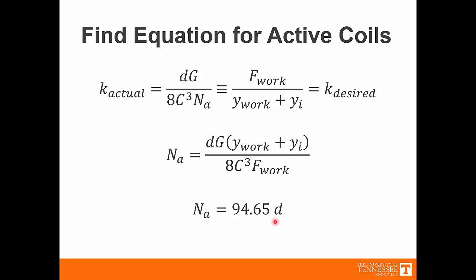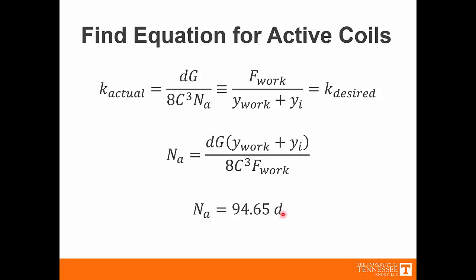Now again, I want to stop here and make an important note. When we manufacture real springs, in general, the equipment used to make the number of coils is going to cut off at the quarter coil. So when I get this number of active coils, I'm going to have to round to the nearest quarter coil. I'll talk more about that once we get our final answer as we work through this example.